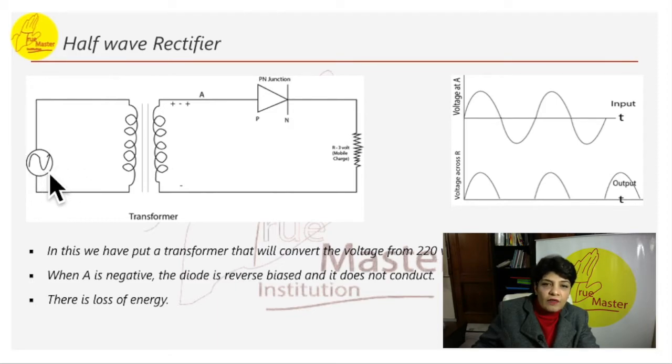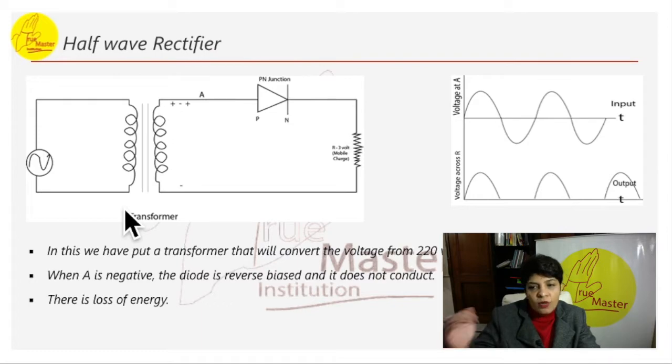And the secondary coil of the transformer is connected in series to a PN junction. This is the PN junction, which is further connected to a load, say a resistor here. So in this we have put a transformer. What is the purpose of the transformer? It can be a step up or a step down transformer. It can increase the voltage or decrease the voltage. Here we are using it for decreasing the voltage from 220 volt to say 3 volt.